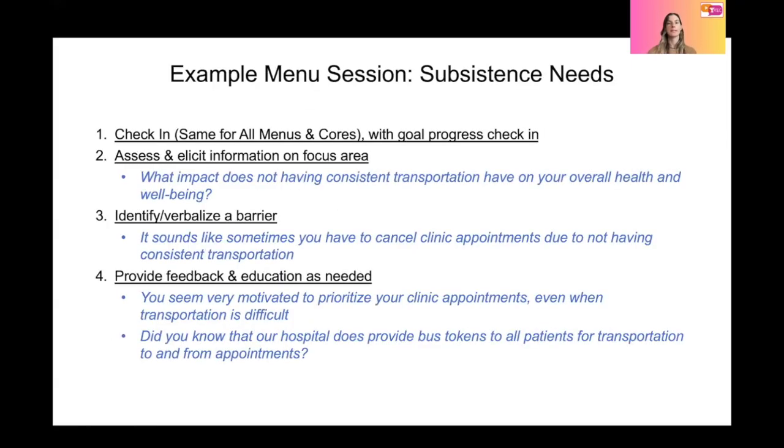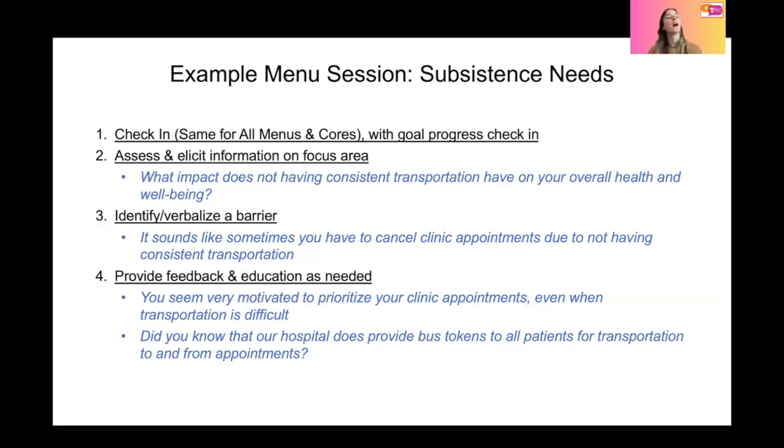So we're going to go through an example of a menu session, and the example that we're going to use is subsistence needs. This is all the practical needs, like housing, access to food, transportation, any of those kinds of things. You're going to do that same check-in. And when you do the check-in with the menu sessions, you want to check in for the week: if they set a goal the week before, any progress on the goal that they set and how that's going.